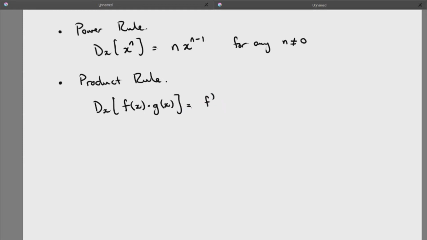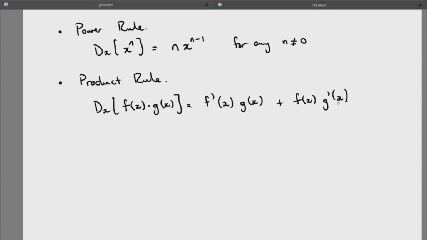It is the derivative of the first times the second plus the first times the derivative of the second. There's some symmetry there. It's not hard to remember. Why is it like that? Well, if you take Math 100, then we prove all these things by way of the limit definition.